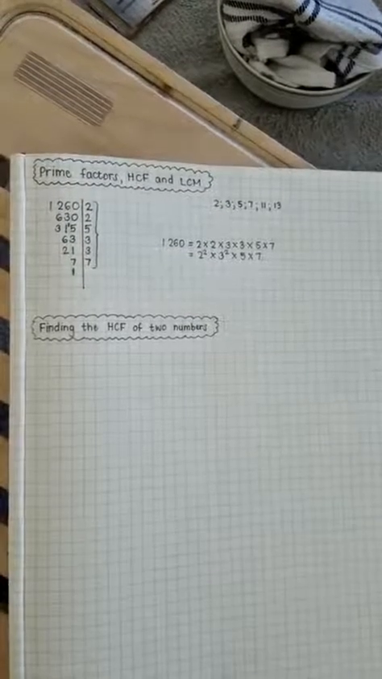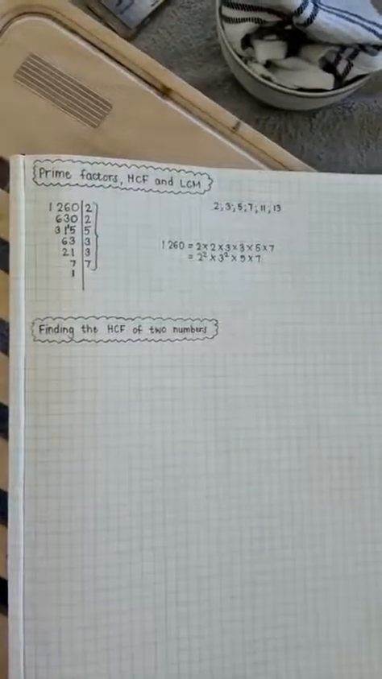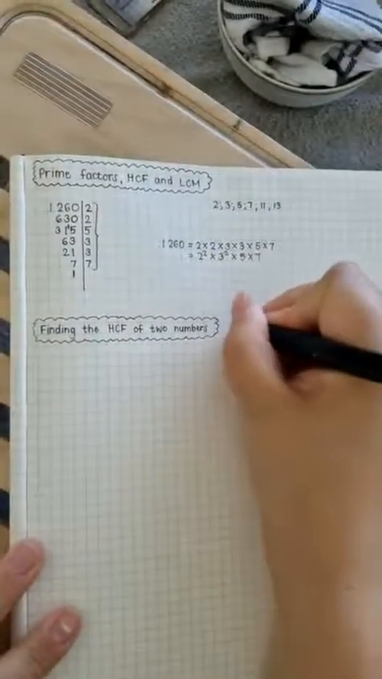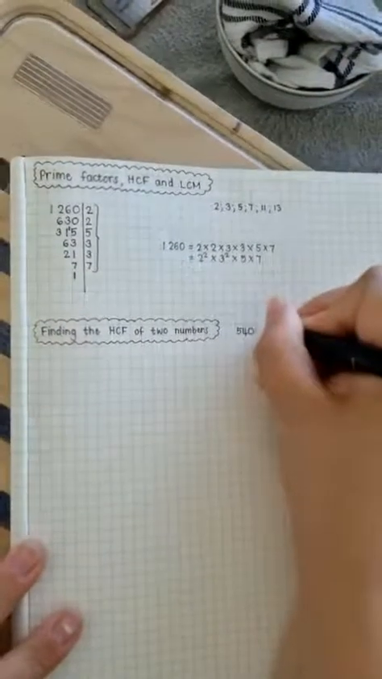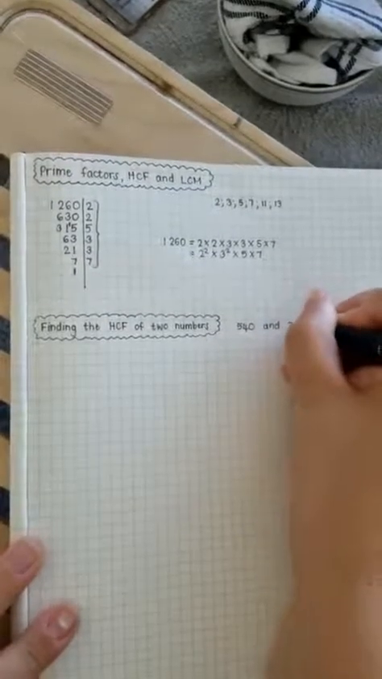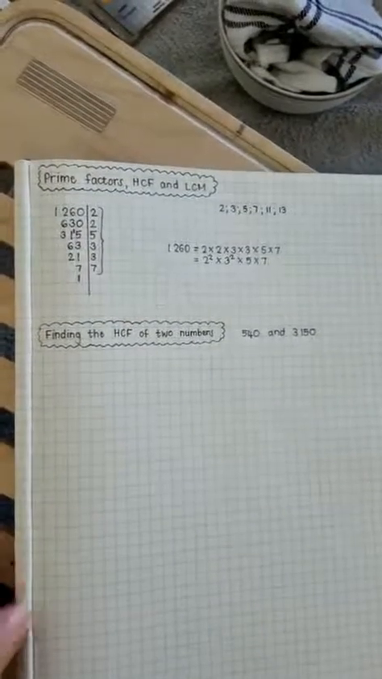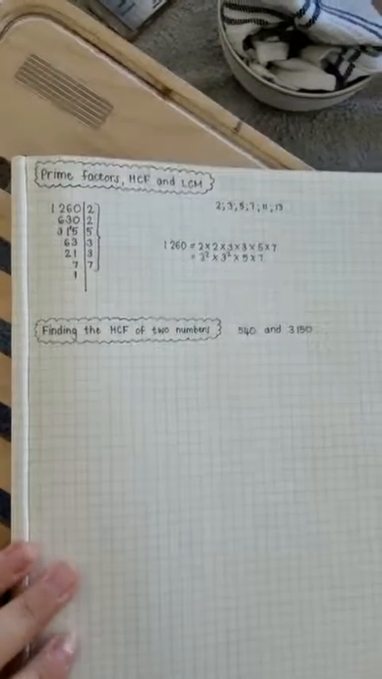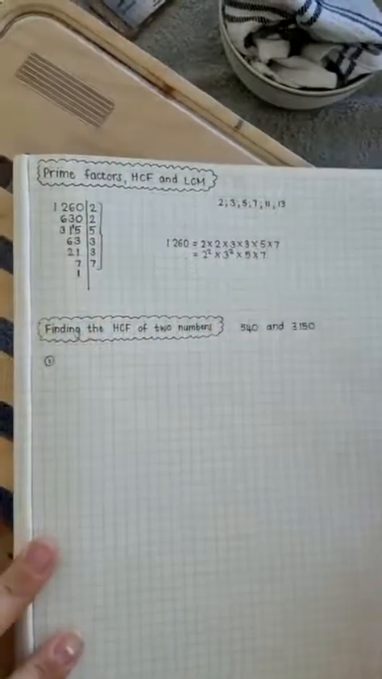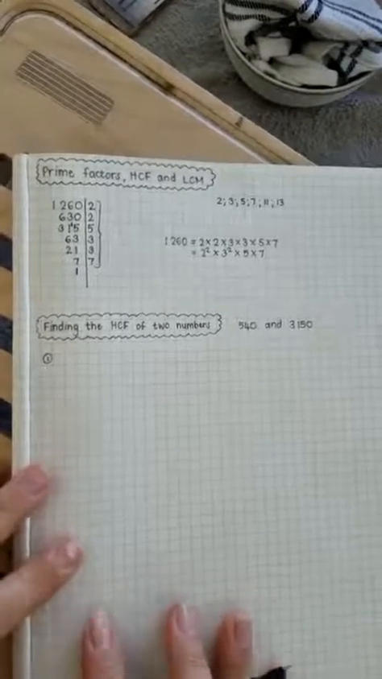Alright, so I am going to write down, let me just see how much space we have. We are going to be finding the HCF of 540 and 3,150. Okay, so quite big numbers so that we can practice the method nicely. So I'm just going to write down the steps that we're going to have to follow, so you can copy this down as well, but it will be in my Maths Toolkit video that I'm going to post a bit later today.